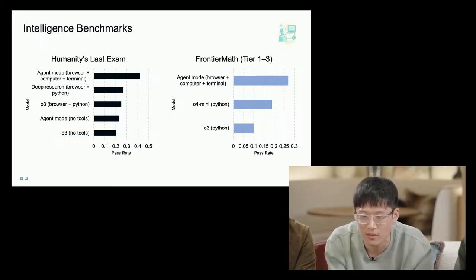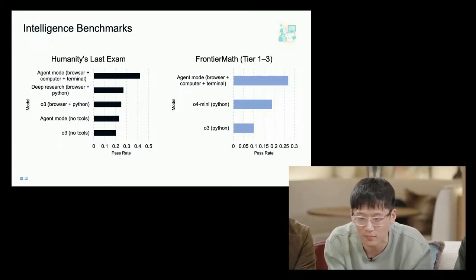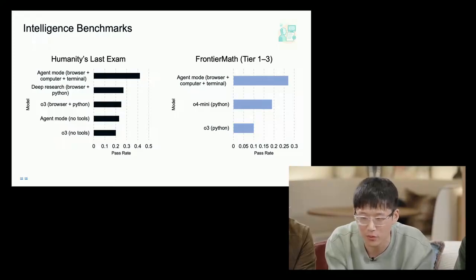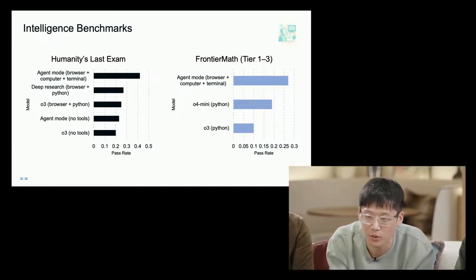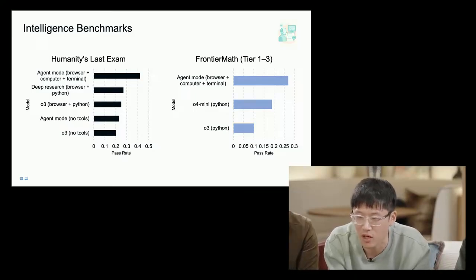FrontierMath is a benchmark that measures the advanced mathematical reasoning ability of models. Different from our baselines, o4-mini and o3, which use Python with function calling, we give the agent model all available tools, like a browser, a computer, and a terminal. The agent achieves a new state of the art of 27% on this benchmark with the help of all these tools.